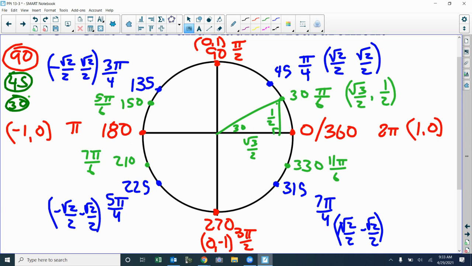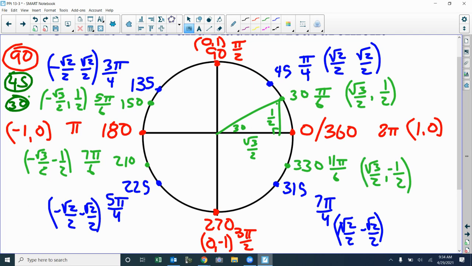Now here's the cool part. Once you get that one, all the families, all the 30 family are all going to be the same except for negative and positive. Okay? So let's jump over here to 150. Here my x is negative square root of 3 over 2. My y is positive, right? At 210, I still have negative square root of 3 over 2, but it's negative half also. Over here at 330, my x is positive square root of 3 over 2, and my y is negative.